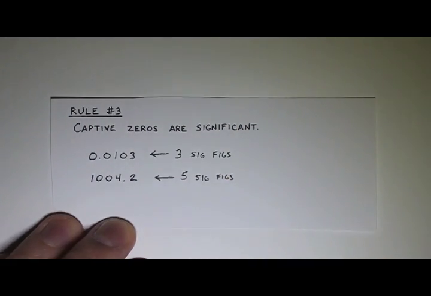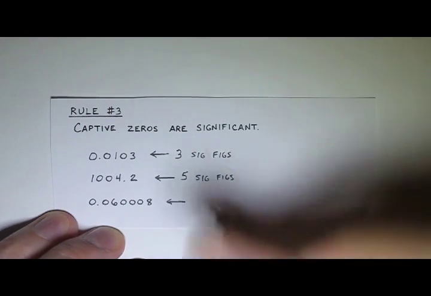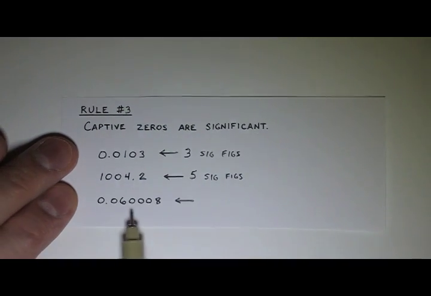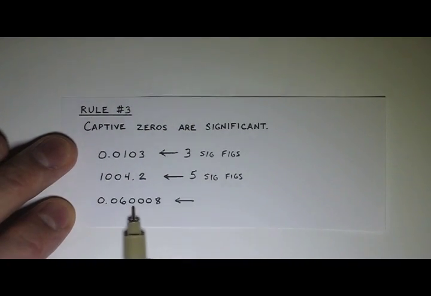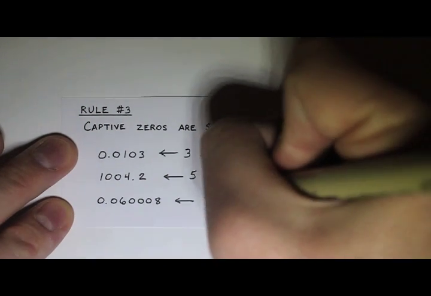Okay, one more example. How about 0.060008? Okay, so again, these 3 zeros right here, those are captive zeros. They count. These 2 zeros out front here are leading zeros. They don't count. So this has 1, 2, 3, 4, 5 sig figs.